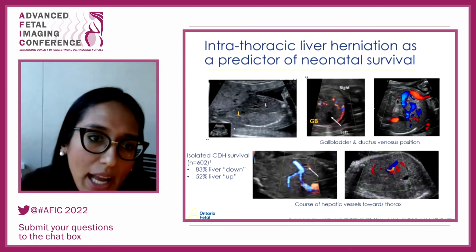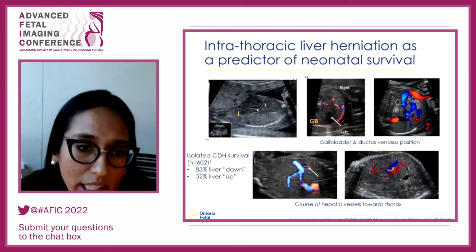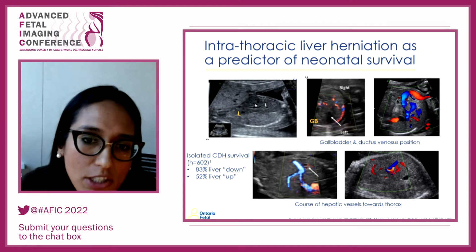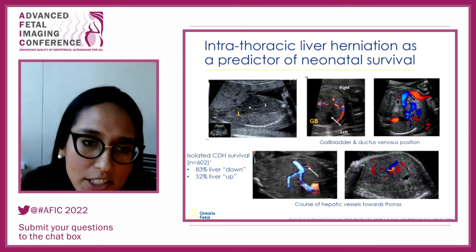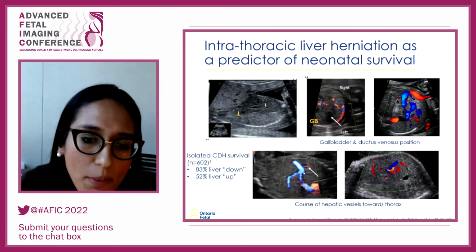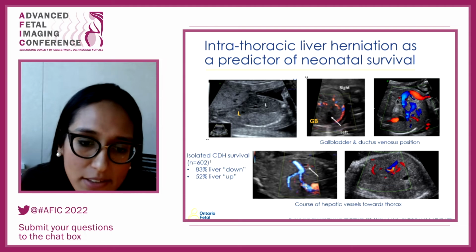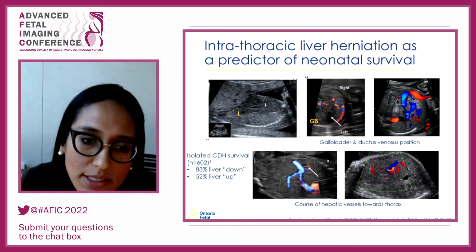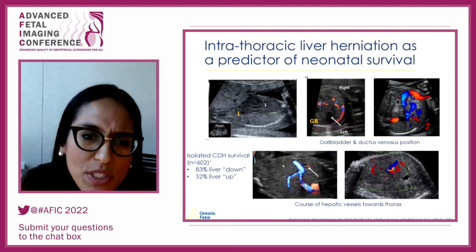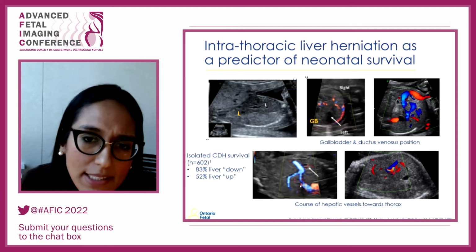So the other predictor is looking at liver herniation. Again, on 2-dimensional imaging, you can see the liver often in the chest. You can see the hepatic vasculature. Color Doppler will also help you identify the hepatic vessels or the ductus tracking towards the chest. These are all important tools because we know liver herniation is a poor prognostic indicator.